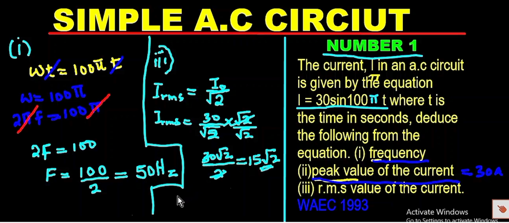Or 15 root 2 is something as, so I can say that the RMS current is going to be 21.21 ampere.